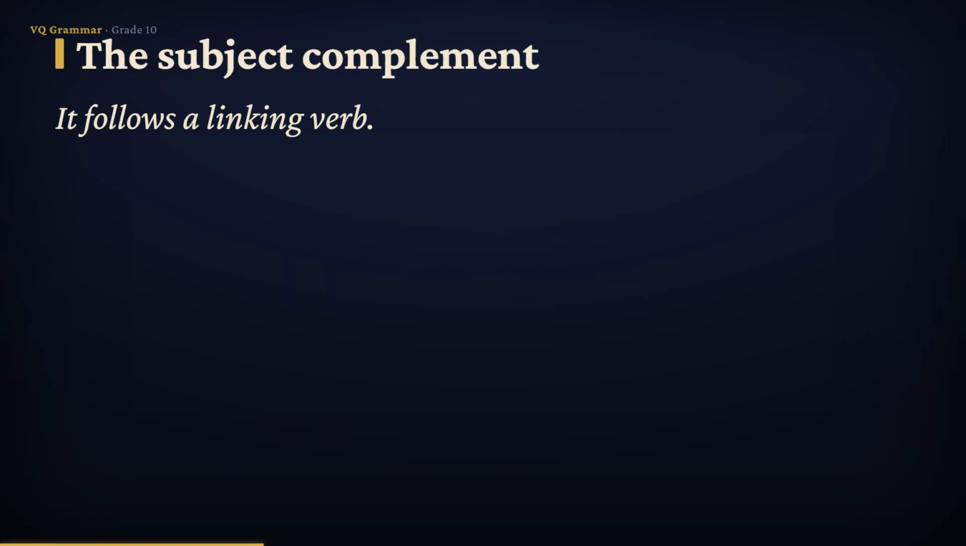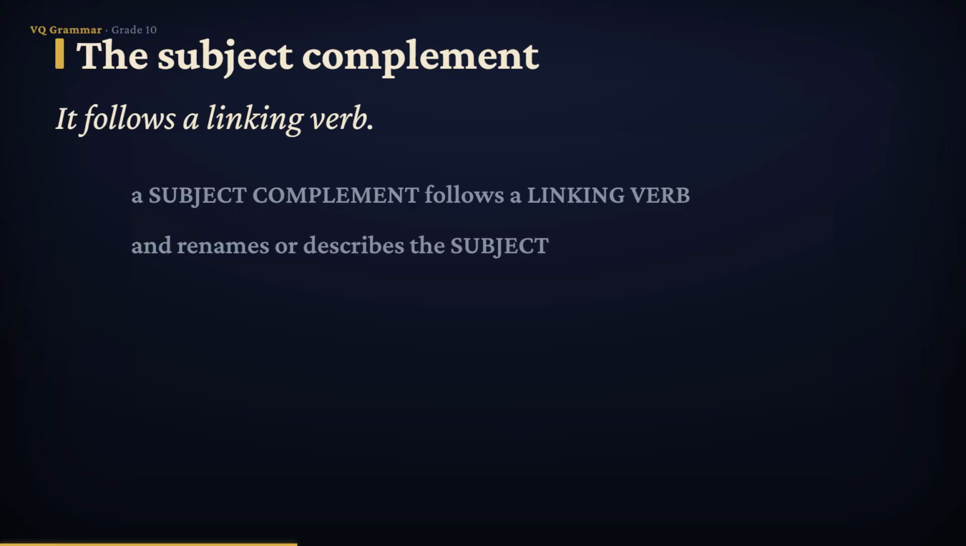Now for the other one, the subject complement. Remember linking verbs back in Lesson 6? Verbs like is, are, was, seem, look, feel, become. They don't act on anything, they simply link. So here's the rule. A subject complement follows a linking verb, and it renames or describes the subject. There are two kinds. The first is the predicate nominative, a noun or a pronoun that renames the subject.